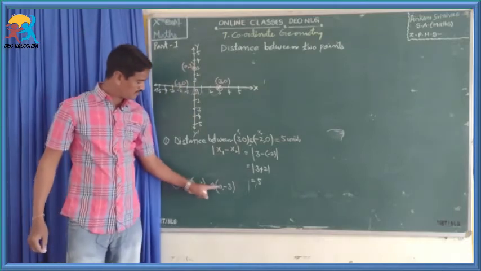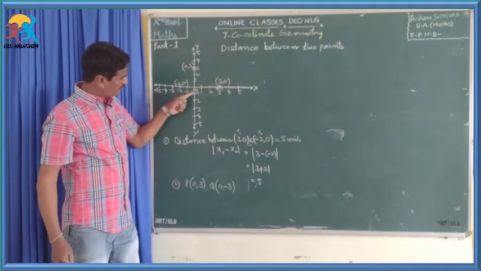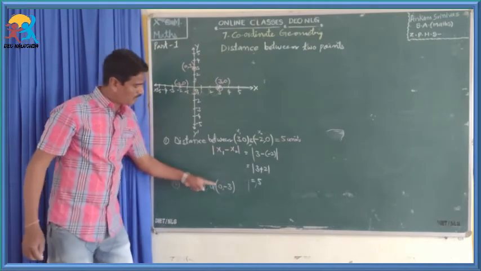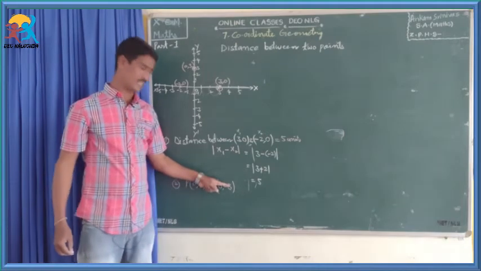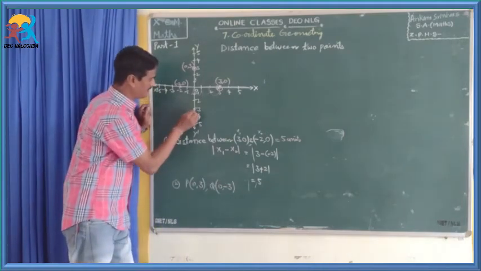And where is the position of (0, -3)? (0, -3) is here: 1, 2, 3. The point (0, -3) lies on the y-axis. The position of (0, -3) is here.